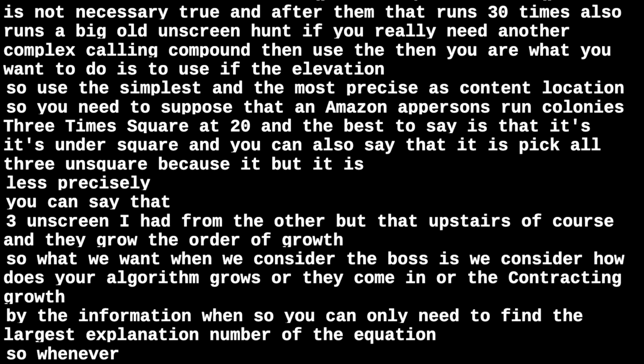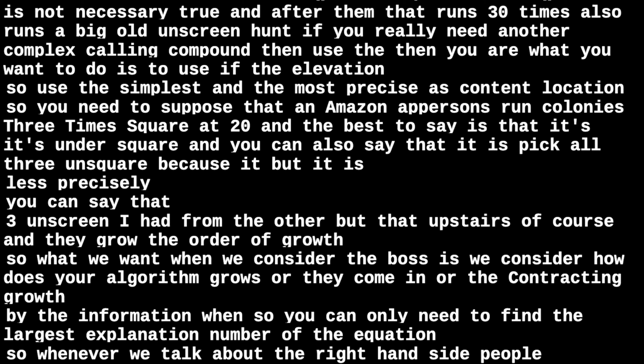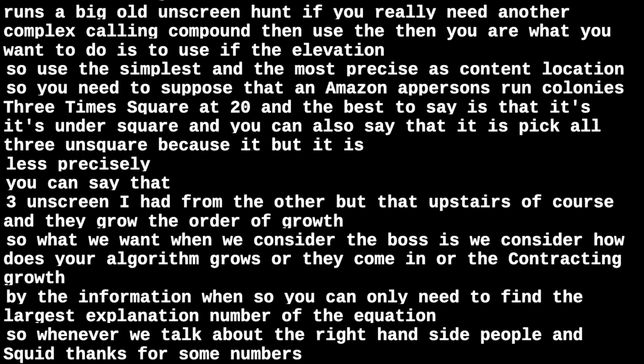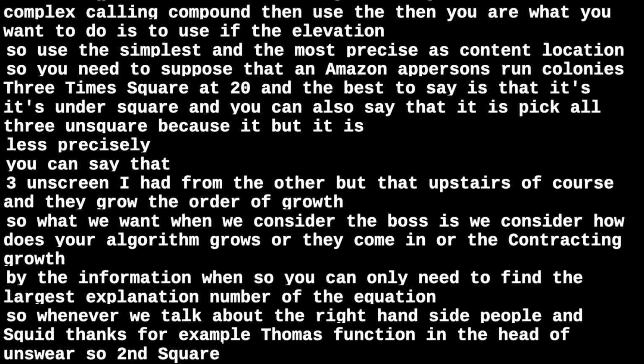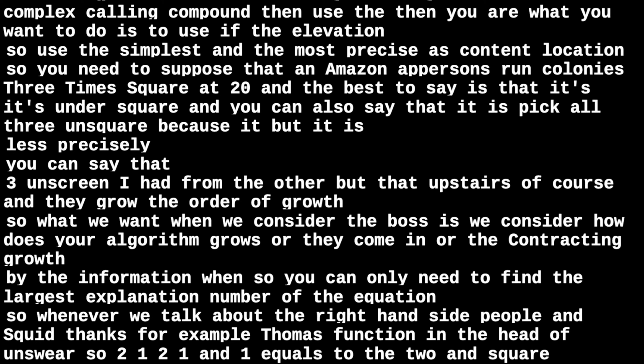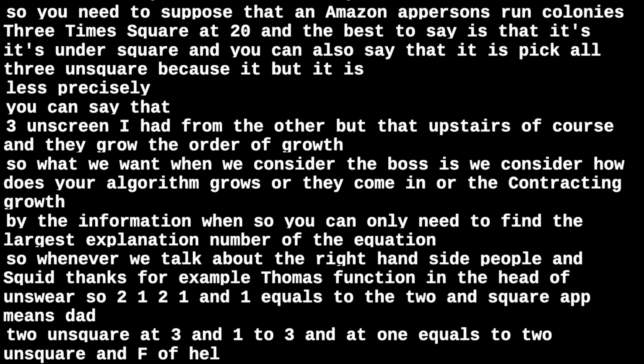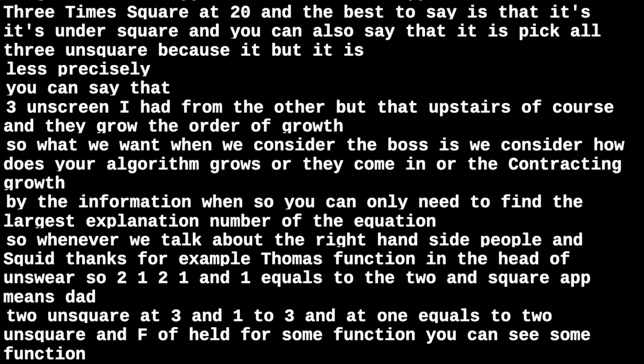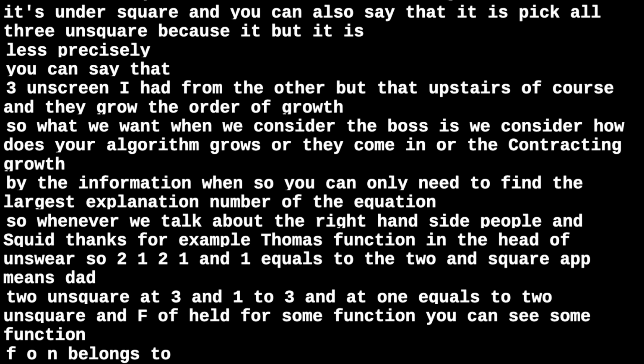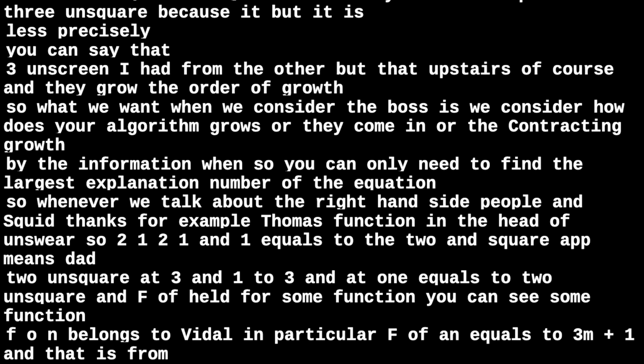Whenever we talk about the right-hand side, big O of n squared stands for some anonymous function in the set big O of n squared. So 2n squared plus 3n plus 1 equals 2n squared plus theta of n means that 2n squared plus 3n plus 1 equals 2n squared plus f of n for some function f of n that belongs to theta of n. In particular, f of n equals 3n plus 1, and that is from the right-hand side.